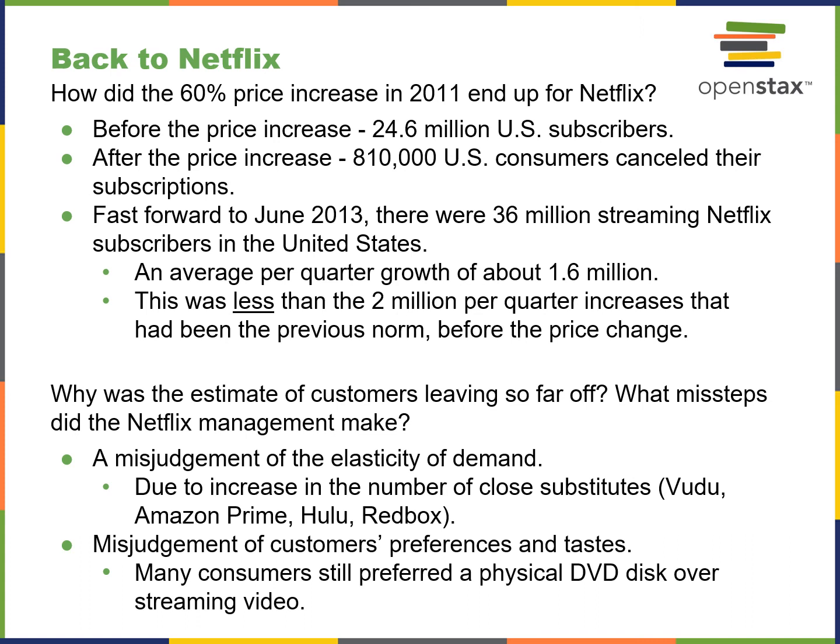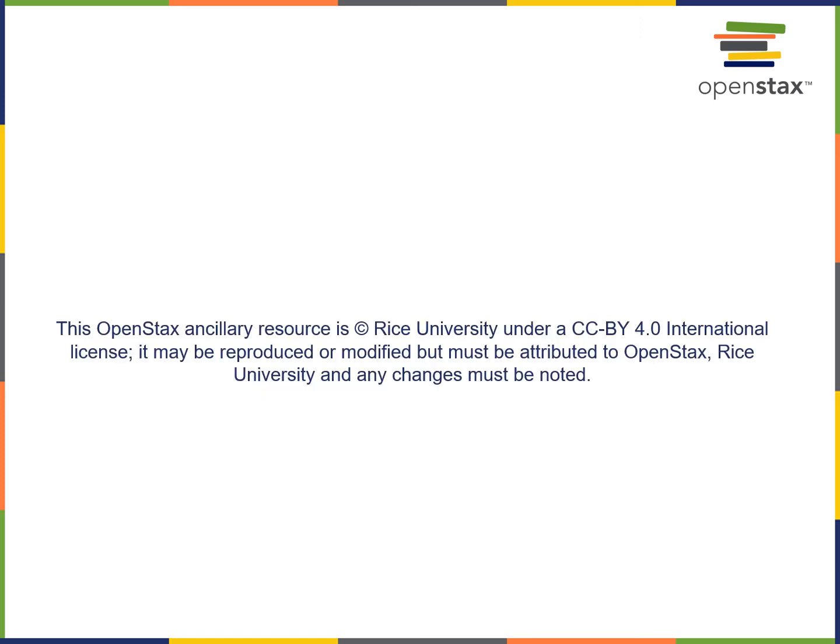So why was the estimate of customers leaving so far off? What missteps did Netflix management make? Well, it was a misjudgment of the elasticity of demand, because there are close substitutes such as Amazon Prime and Hulu, and then also a misjudgment of customers' preferences and tastes. There were still customers that preferred a physical DVD over streaming video at that point in time. End of chapter 5.